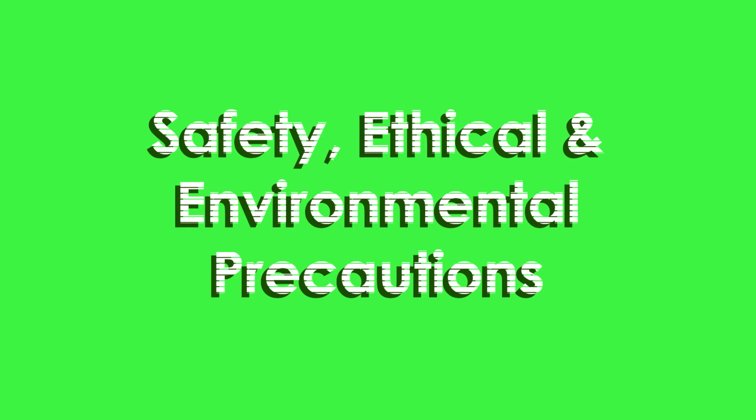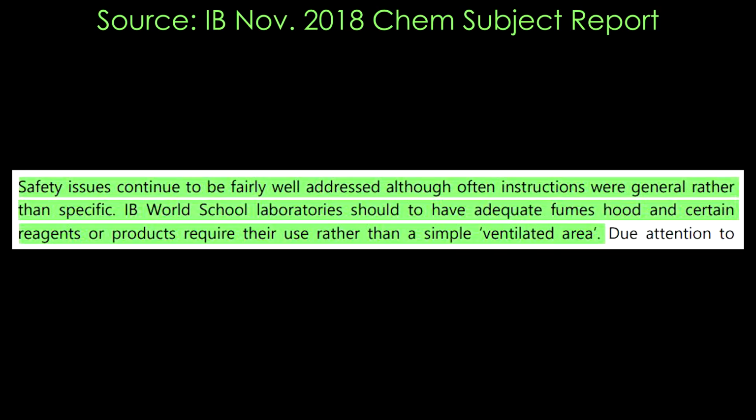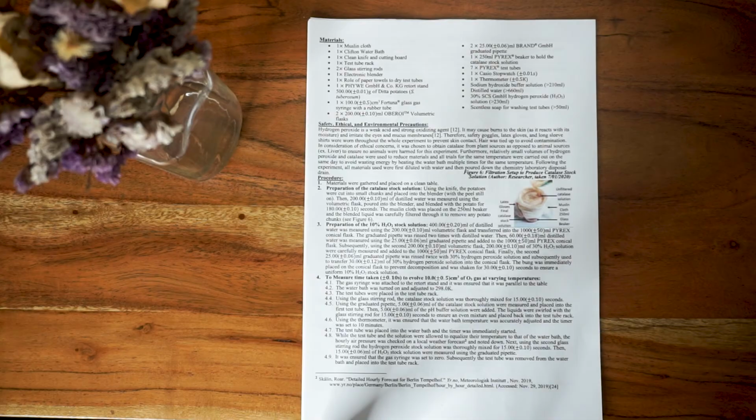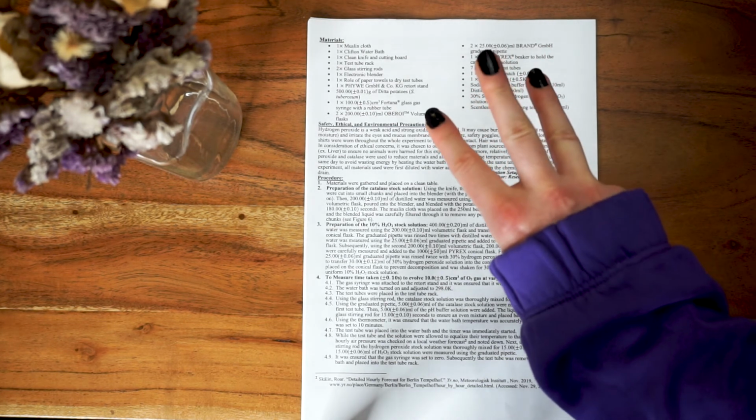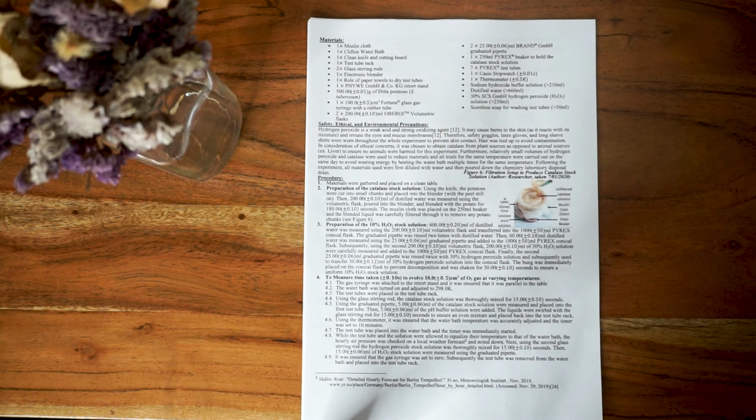Moving on, we have safety, ethical, and environmental precautions. As the IB stated, safety issues continue to be fairly well addressed, although often instructions were general rather than specific. IB World School laboratories should have adequate fume hoods, and certain reagents or products require their use rather than a simple ventilated area. To gain full marks for this section, you have to include at least one consideration for safety, ethical, and environmental concerns, and explain how you avoided or minimized the impacts of these.